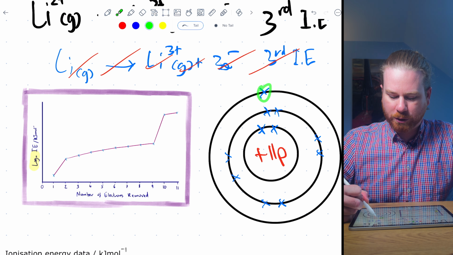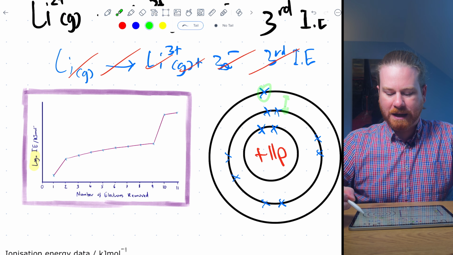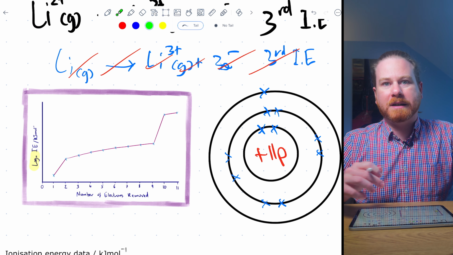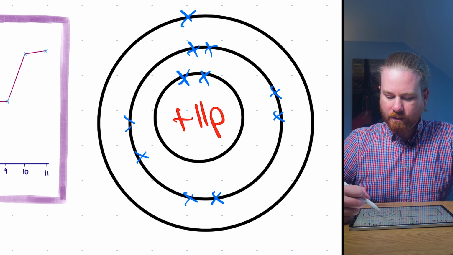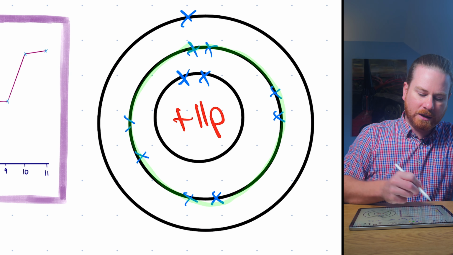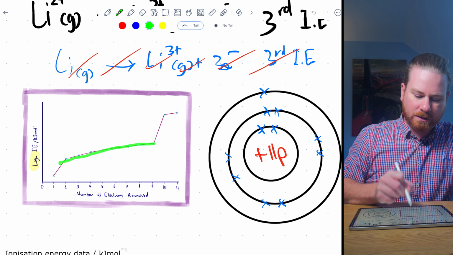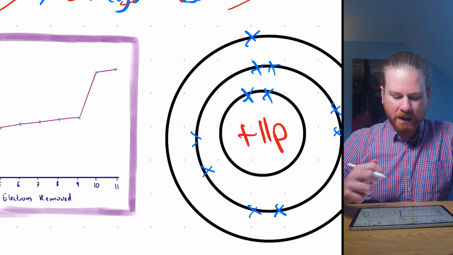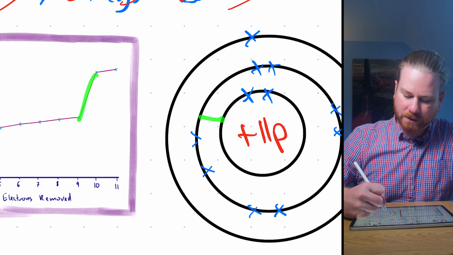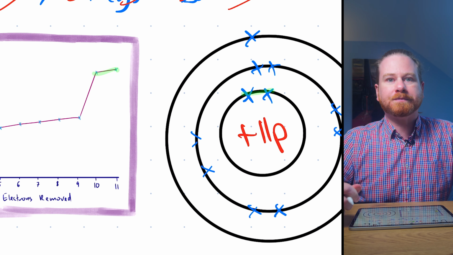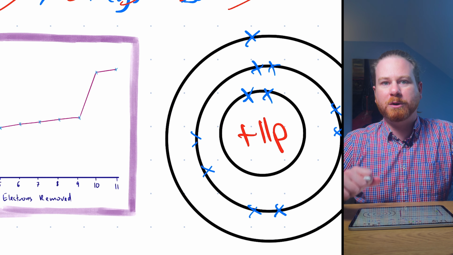So the one electron is removed. Then we've got the big gap over here as we go down to the next main energy level. Then we've got our 8 electrons here, and these are the 8 electrons that are getting removed along here in n equals 2. Then we're getting another big jump, and our final 2 inner electrons are the last to be removed.